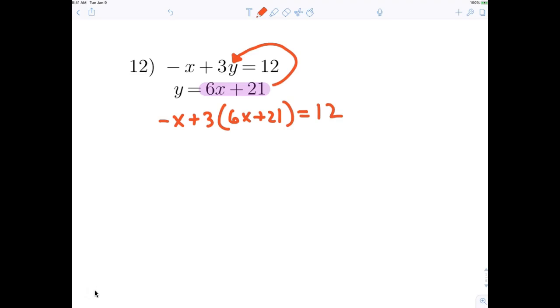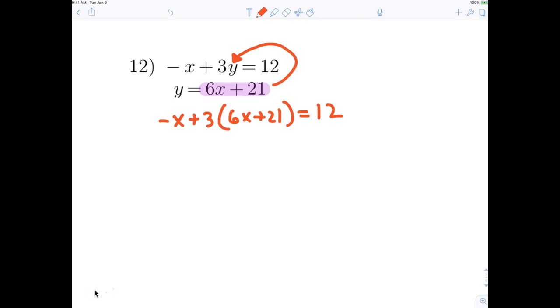That is correct. It doesn't matter. Just listen to what I'm telling you. Remember, the things that you're thinking may not be correct. Listen to what I'm telling you. Y is equal to 6x plus 21. Wherever I see y, I put 6x plus 21. Now you have that equation. Now you can solve it.